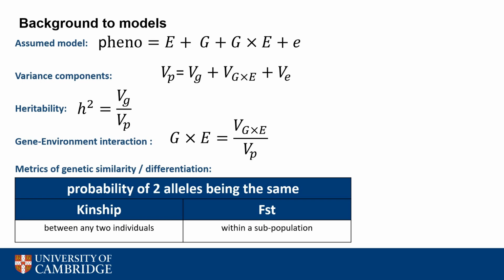And finally, I skipped over the interaction component. That is the heritability analog due to the interaction term, which is the ratio of the interaction term's variance component to the total phenotypic variation. Okay, so those are all the prerequisites.